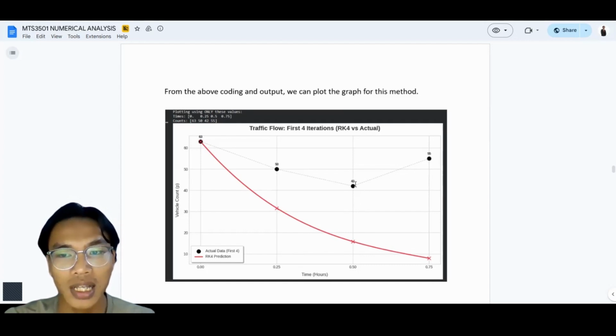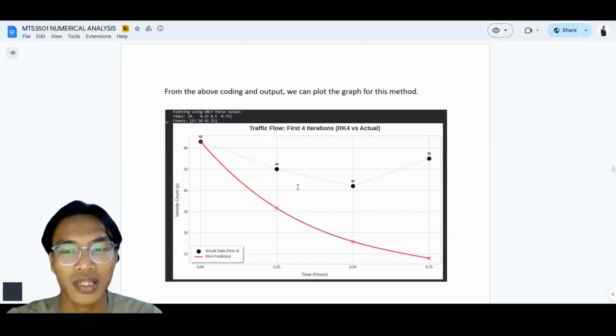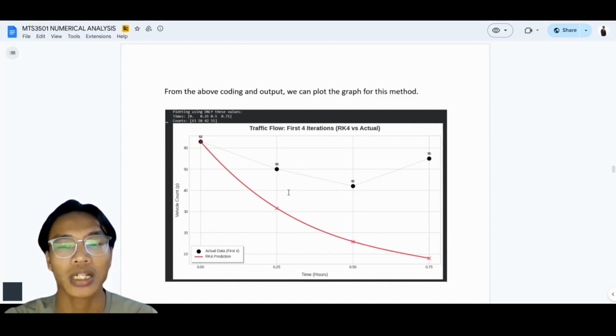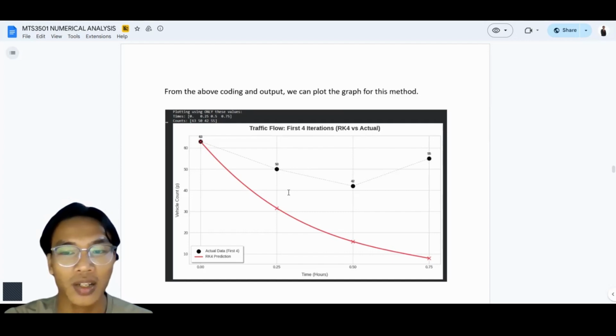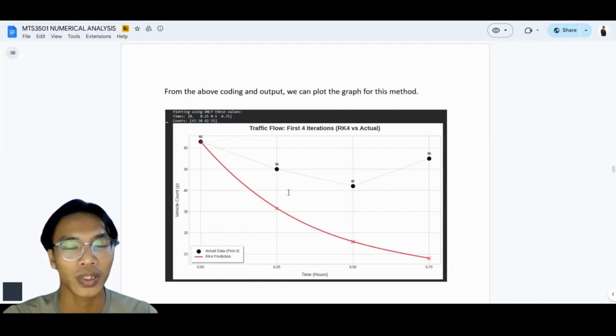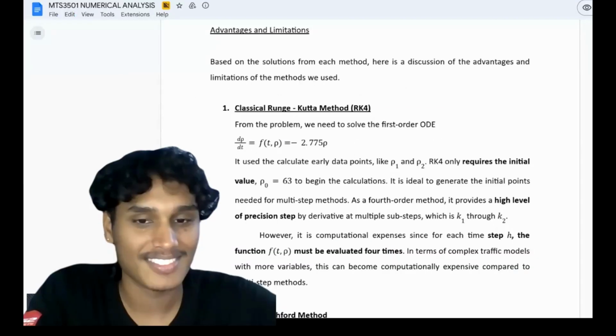The conclusion is, this tells us that while our RK4 code is perfect, actually solving the equation dp over dt equals negative 2.775p, the equation itself does not perfectly model the fluctuation of the real-world traffic data. The numerical analysis is sound, but the mathematical model requires adjustment to fit reality. That concludes the breakdown of our code and results findings.